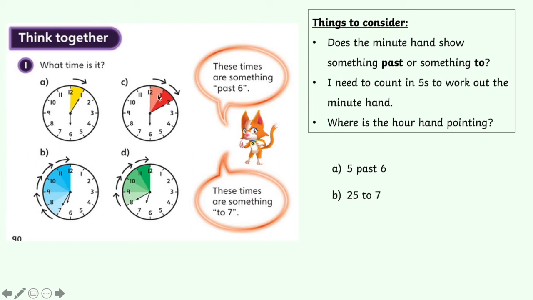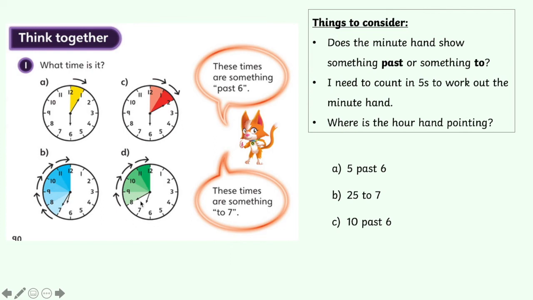What about this one? We're back to a past time because it's gone past 6 o'clock, but we're not yet gone past half past. So let's start and count in fives. 5, 10. I'm at 10 past 6.